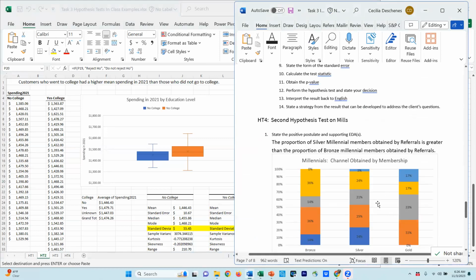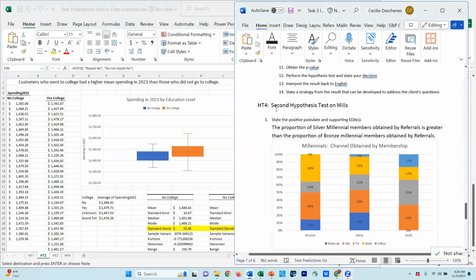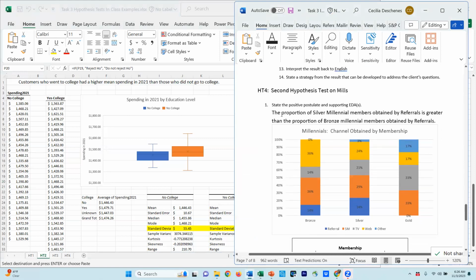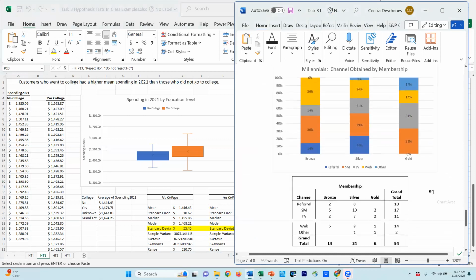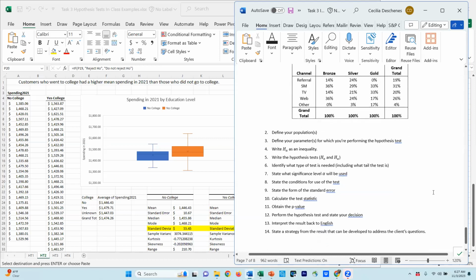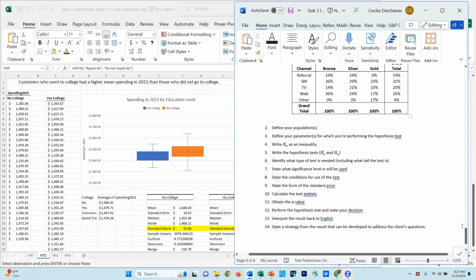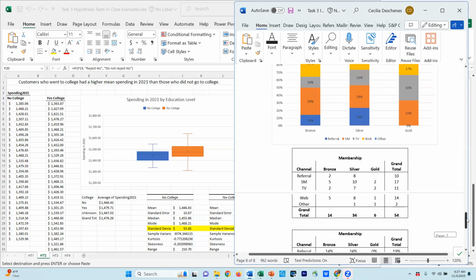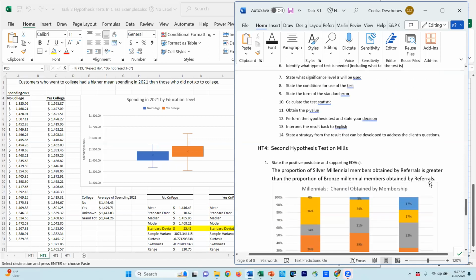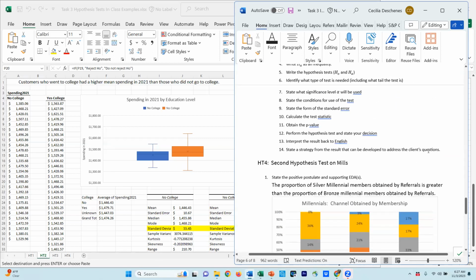The fourth hypothesis, which is my second one on the mills, is using proportions. So this is going to be like my hypothesis test 1, which was looking at the difference in proportions. And again, I'll finish up this document and upload it, but I'm not going to include all that in the video because it's just repeating the same type of procedures.